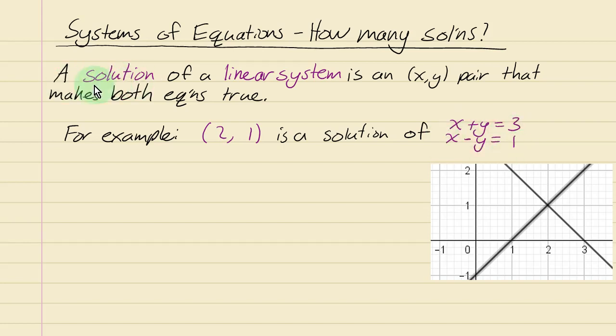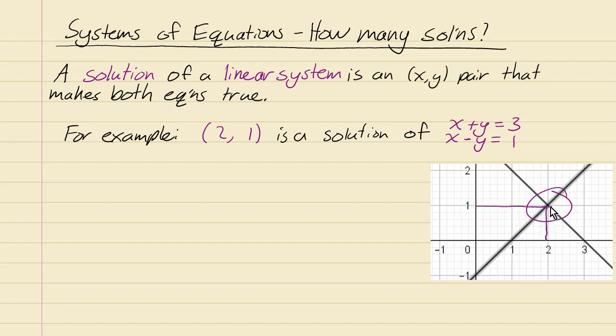Now, a solution of an equation in general is values of the variables that make it true. In this case, a solution of a system has to make both of the equations true. So the point (2, 1) is a solution of this system, because if you plug in x equals 2 and y equals 1, you'll get 2 plus 1 is 3, and 2 minus 1 is equal to 1. If you want to find that solution, you could graph it like so, and you would get the point (2, 1).